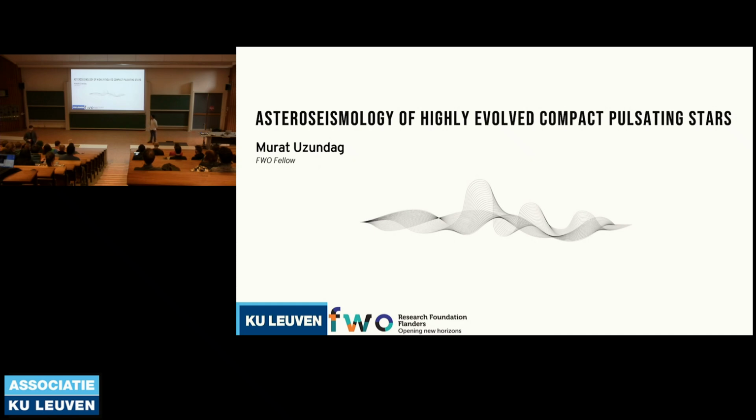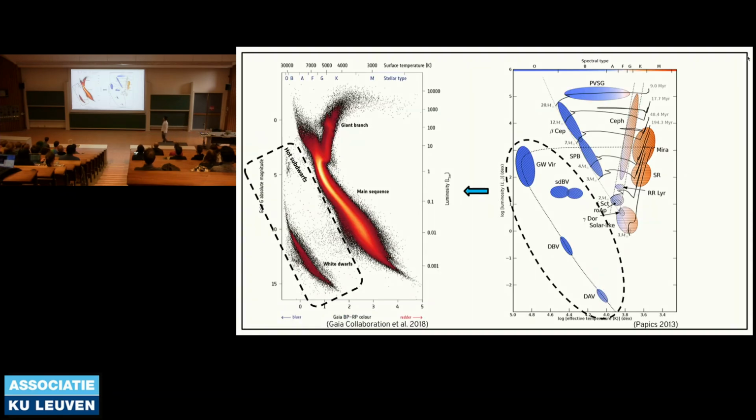Thank you, Andrew, for the introduction, and thank you for coming. Today I'm going to talk about the final stages of stellar evolution, from the asteroseismological point of view. I will focus on two types of stars, hot subdwarfs and white dwarfs, and review what we have done over the last decade. Let's start with where we are going to concentrate today.